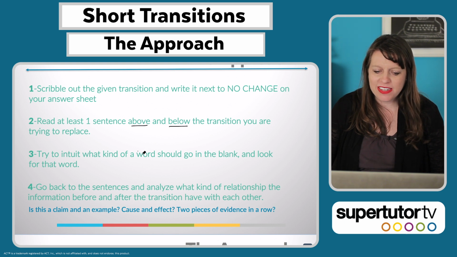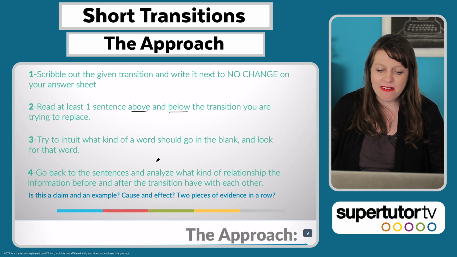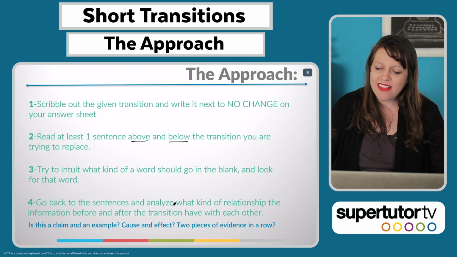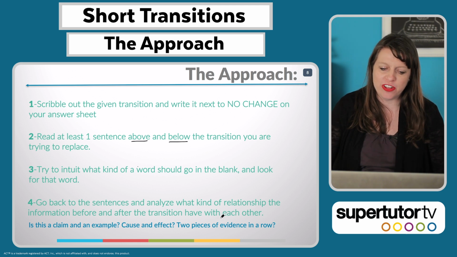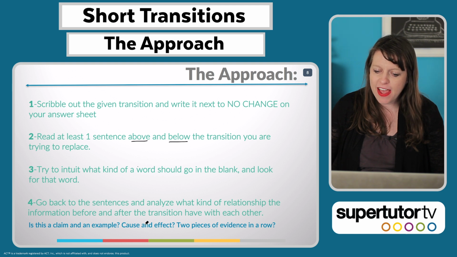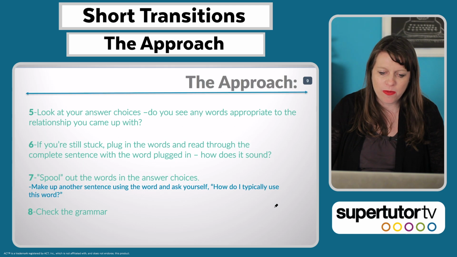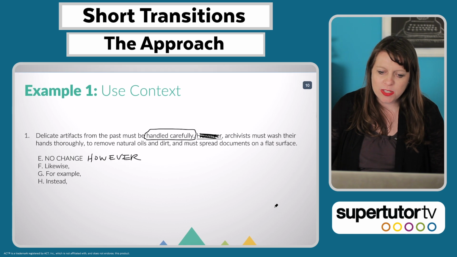But if I don't get to that point, which is what's happening here, I'm going to start analyzing the relationship before and after the transition from reading those sentences, and I'm going to try to figure out what they have to do with each other. So that's what I'm doing now. Is this a claim and then an example? Is this a cause and effect? Are these 2 pieces of evidence in a row? What is this? So delicate artifacts must be handled carefully.